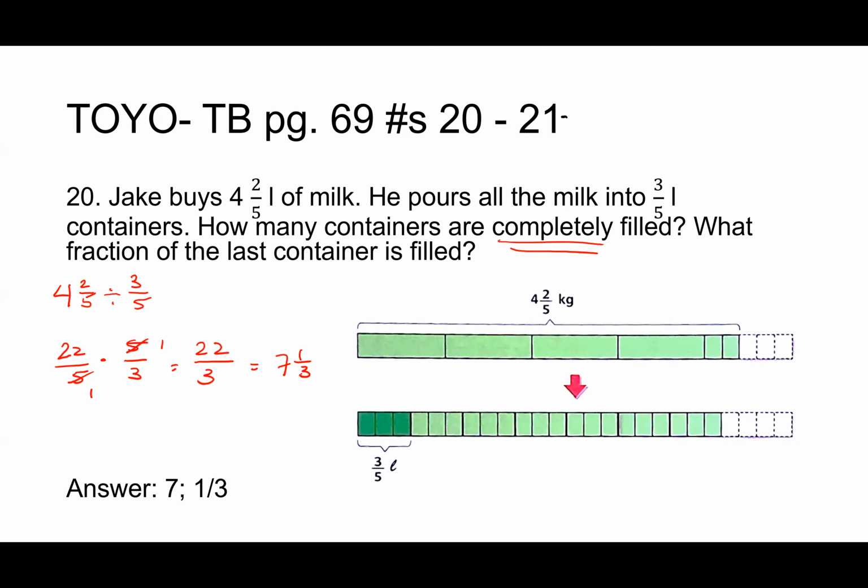Now here's the thing. It says how many containers are completely filled? So what's the answer to that question? 7 containers. And the portion of the last container was 1/3. Okay, that's going to be important. You're going to have a homework question kind of similar to that today. So I'll talk about it when I assign homework.